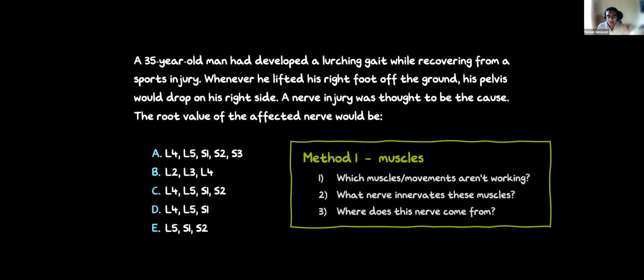So what else might you do? One method you could go about is thinking about it from the muscles perspective. So this guy's lifting his right foot off the ground and his pelvis would drop. Okay, so obviously something's not working, and that something will be your muscles. So what muscles are going to be not working or weakened, resulting in this sign or this presentation?